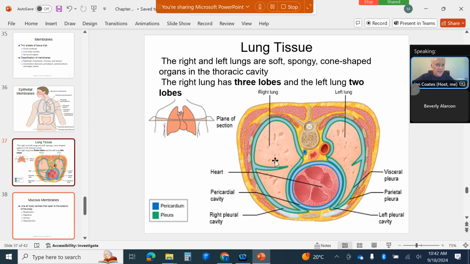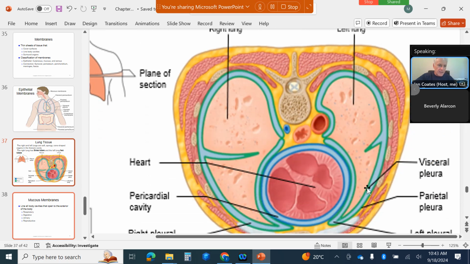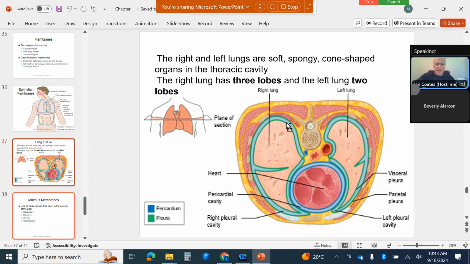Left, right lung. And you'll see that when you zoom in on these membranes and linings of the organs, the visceral pleura lines the lung, that is lining the organ itself. You have the parietal pleura, which lines the cavity, and it creates a space. And the lungs produce a chemical called surfactant. It's kind of a soapy substance that keeps everything all nice and tight-knit in there. We'll get to that when we get into respiration.